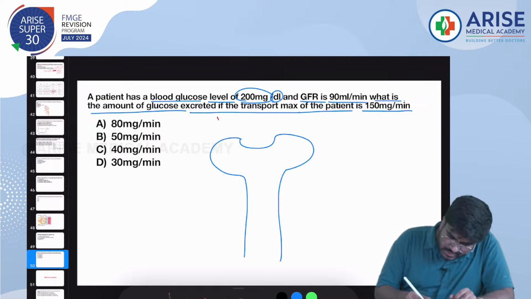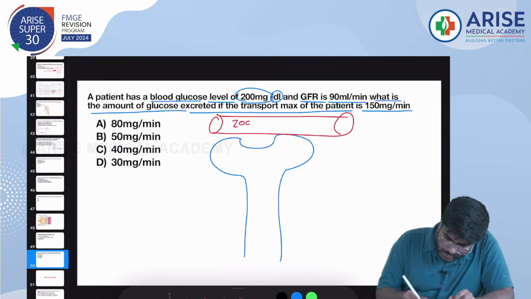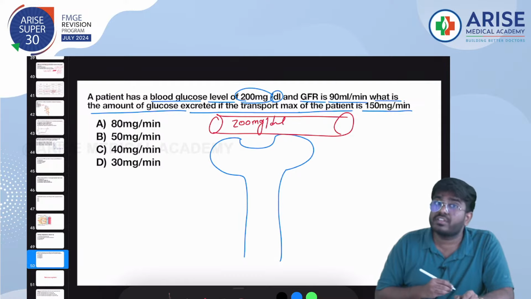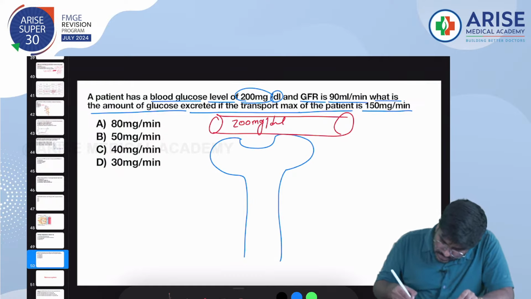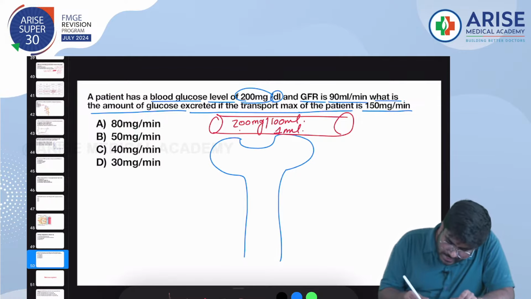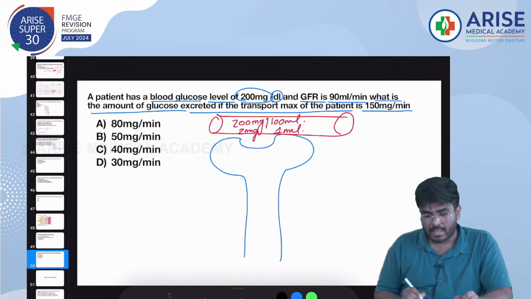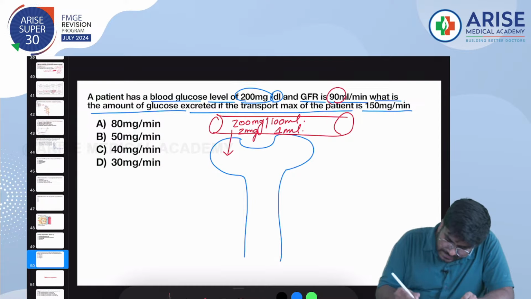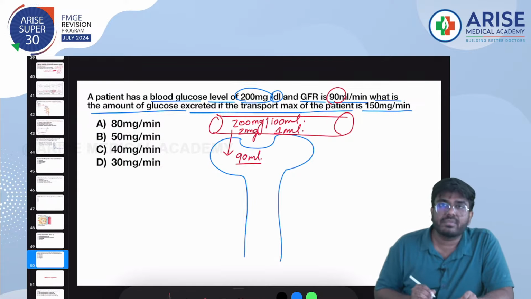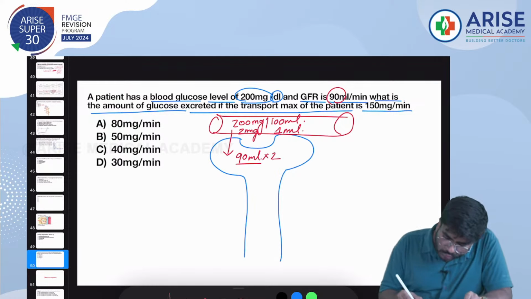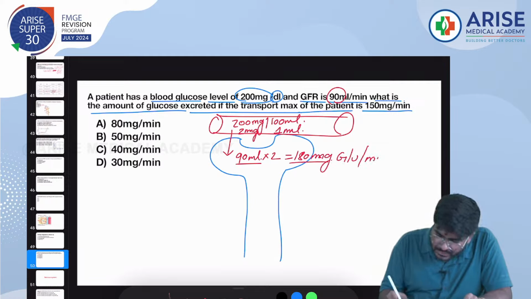How much glucose is there in his plasma? 200 milligrams per deciliter, which means 200 milligrams of glucose is present in 100 ml of blood. So in each ml, how much glucose is there? 2 milligrams. Tell me what is his GFR? His GFR is 90 ml, so 90 ml is getting filtered every minute. In this 90 ml, how much glucose is there? Every ml has 2 milligrams, so 90 into 2, 180 milligrams of glucose is getting filtered every minute.